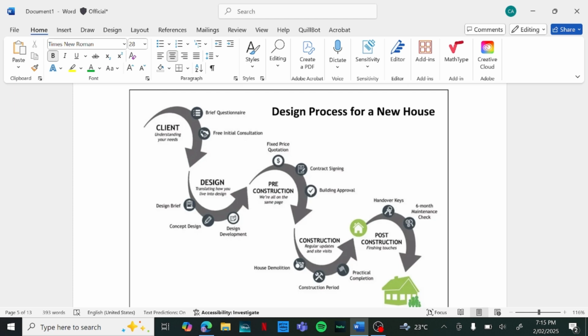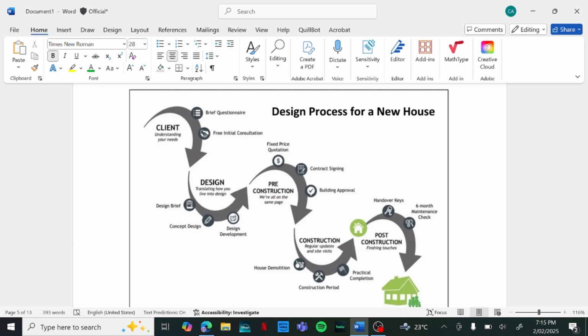Later, construction begins and houses are demolished, after which post-construction happens, where there's a 6-month maintenance and check, and then a house is built. So you see how I mentioned key things that are involved in the process of building a house, and I also made sure that I stayed within the time frame of 40 seconds, right? So you're working on a time crunch, and notice how I wasn't too fast with speaking, just taking it step by step. Don't overthink it.